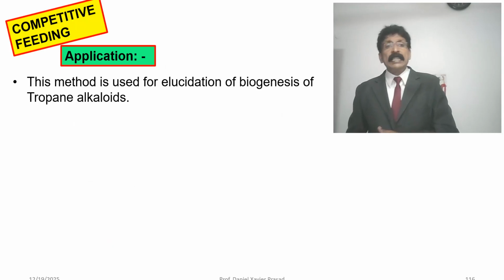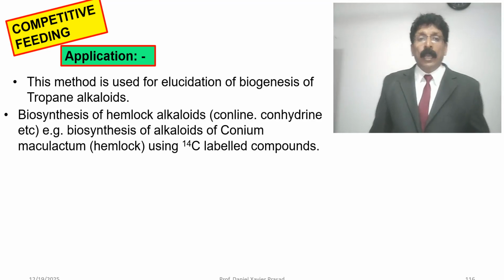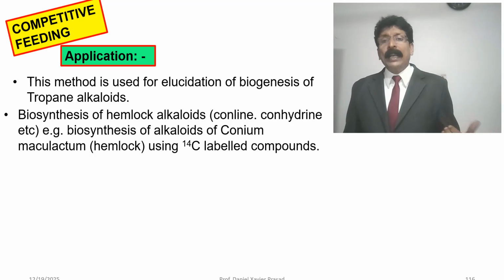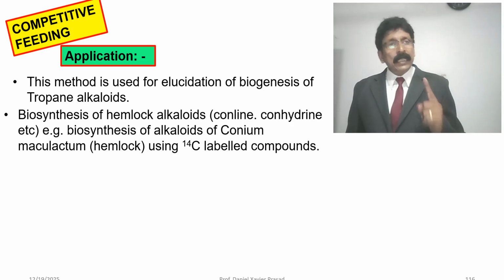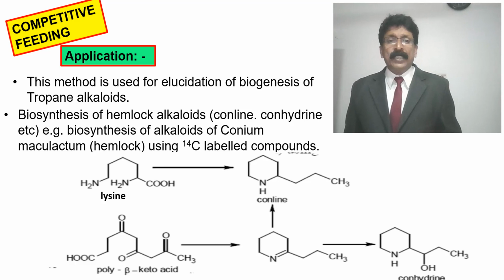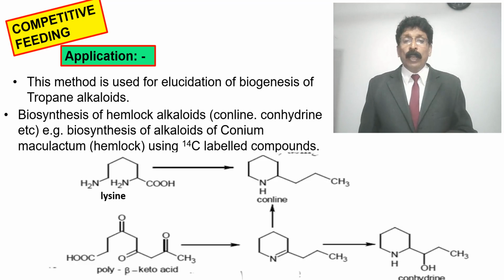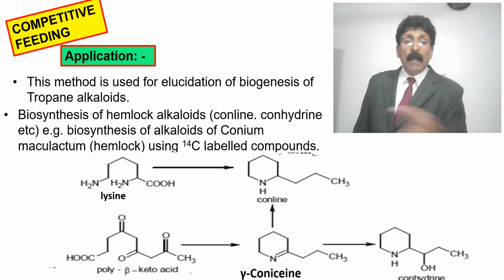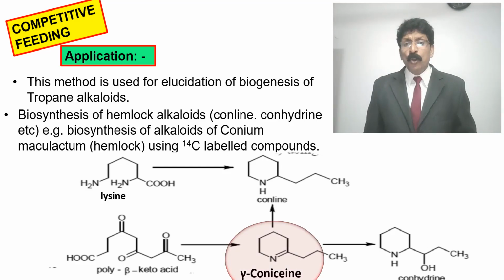In application, this method is used to elucidate the biosynthesis of propane alkaloids, the biosynthesis of hemlock alkaloids, coniine or conhydrin. These are present in Conium maculatum, hemlock. Use the carbon 14 labeled compound as shown in the picture. In lysine, they are seeing whether lysine is giving rise to coniine, or whether it is competitive feeding or a poly beta keto acid giving rise to coniine, or so it is the intermediate product.